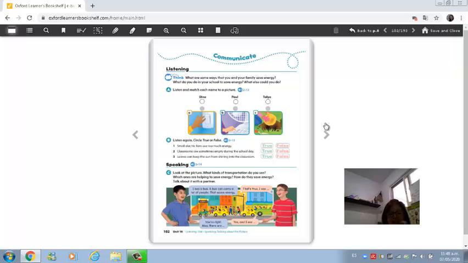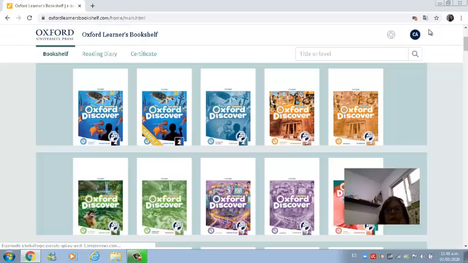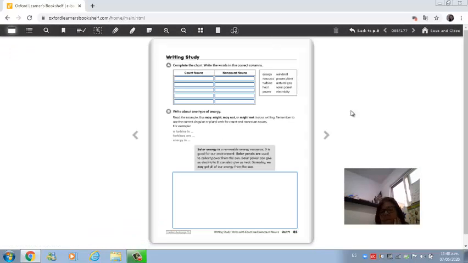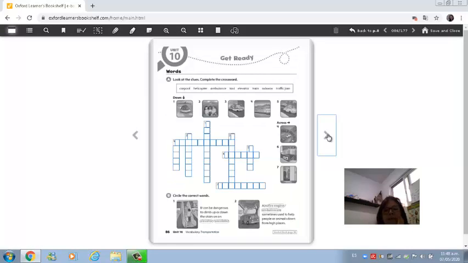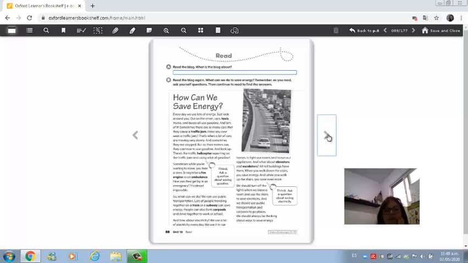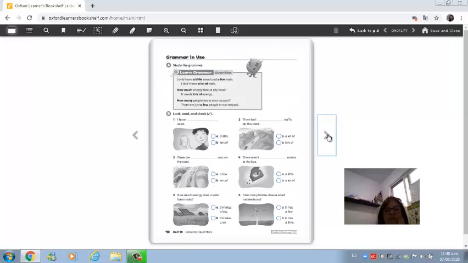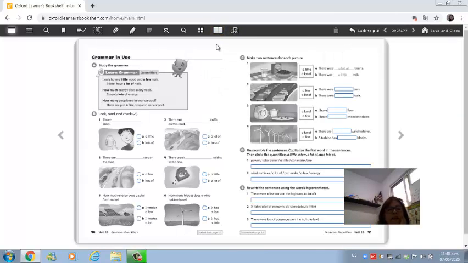Very good, my darlings. Okay, now take out your workbook, please. Put your student book away and take out your workbook. Okay, you're going to work on pages 90 and 91. And then you're going to send me your homework, okay? You're going to review quantifiers.